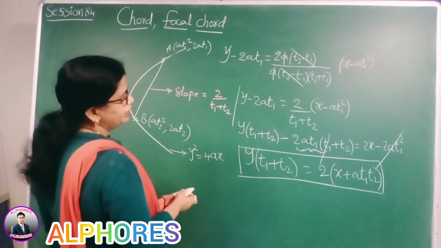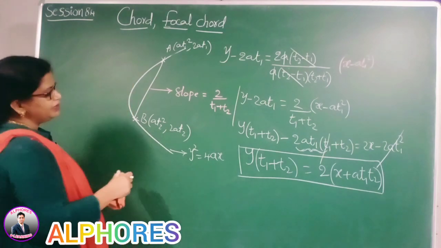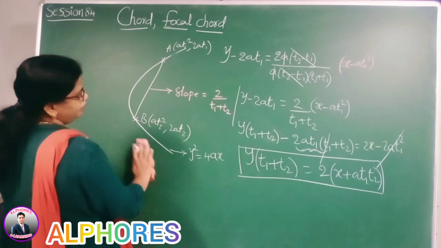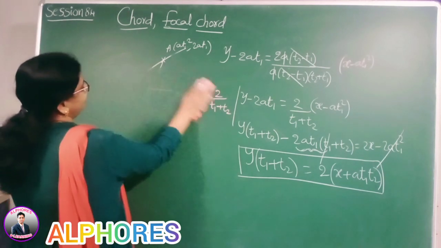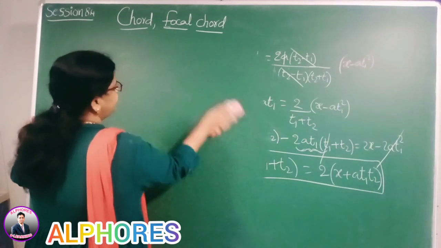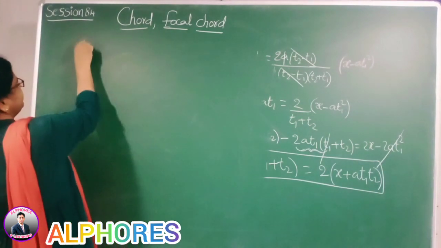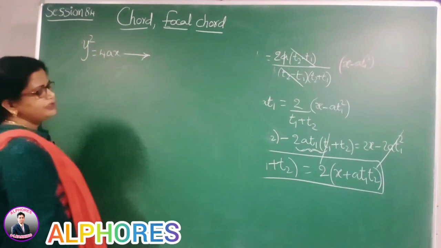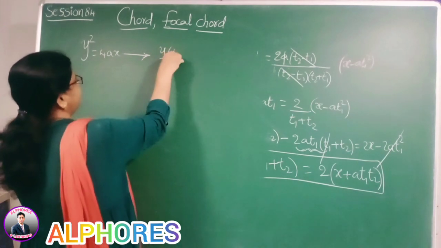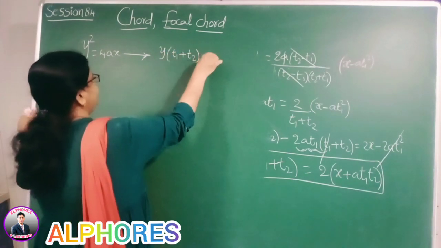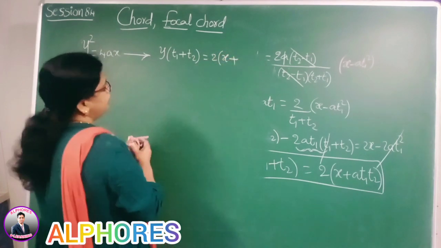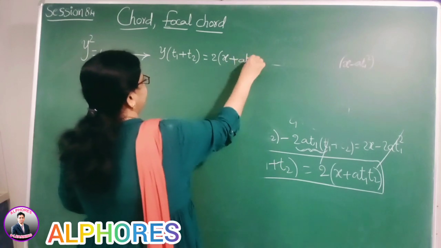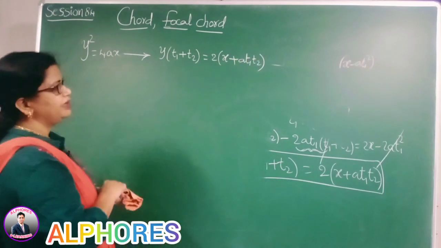So now this is our equation of chord joining 2 points, and this formula is exclusively for y square is 4ax. Then what about the other kinds of curves? The same kind of formula. Now if I take the parabola y square is 4ax, the formula we have deduced here for the line joining points is y into t1 plus t2 equal to 2 into x plus a t1 t2. So if you remember one formula, students, you can write it for any other curve also just by remembering this one.